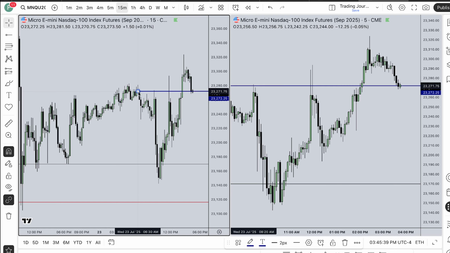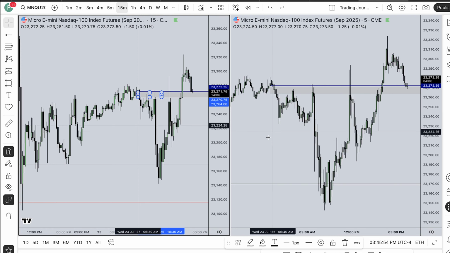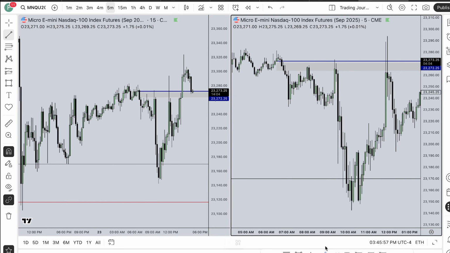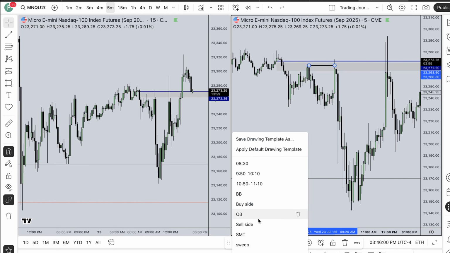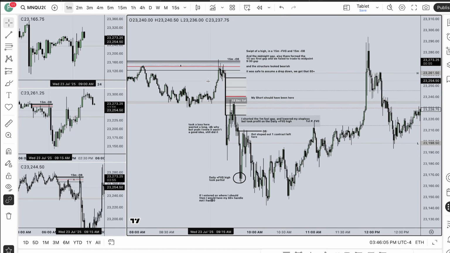We have this order block here, and then we have this gap here. That's annotated here. This is that gap, and this is a 15-minute order block. As you can see, we swipe something here, which is these highs, and then we trade up.